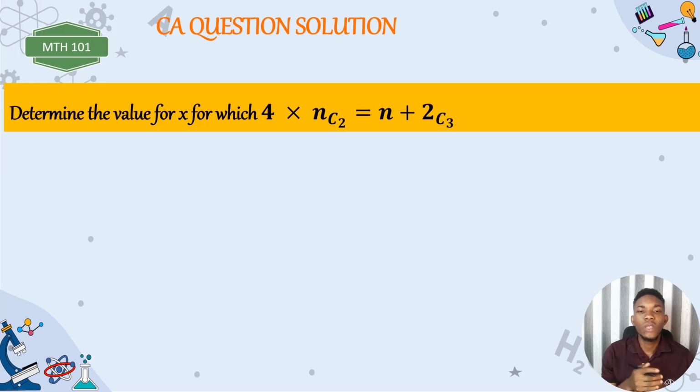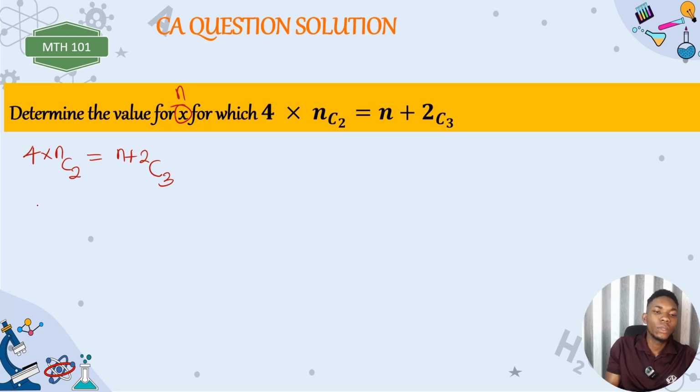All right. So the question here says determine the value for n, supposed to be n and not x. So let's correct that. Determine the value for n for which 4 times n combination 2 is equal to n plus 2 combination 3. If I want to rewrite this equation, we can write it as 4 times n combination 2 is equal to n plus 2 combination 3. Now this is what the equation is all about.